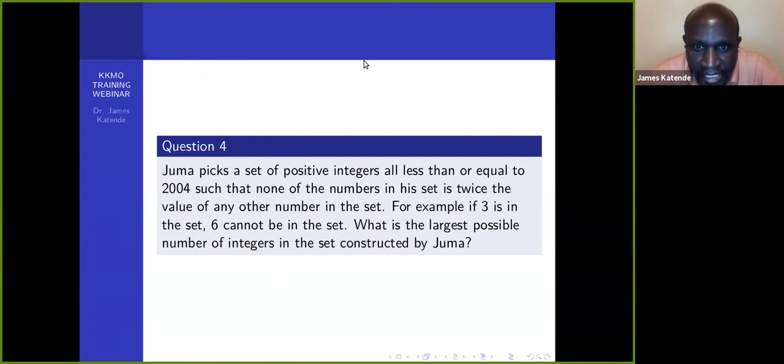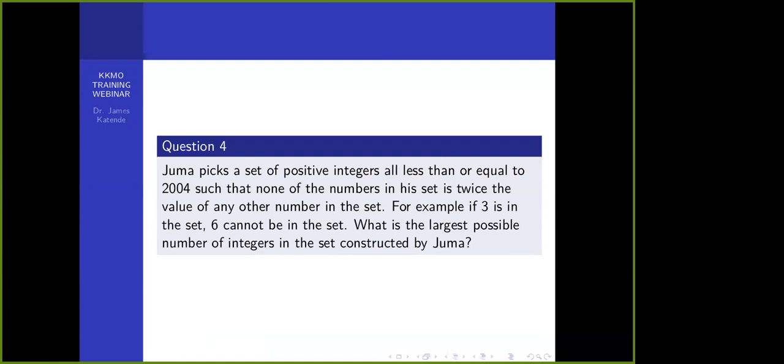As usual, any ideas you have, you can share. Professor, I have an idea. I have an idea of trying to include all the odd numbers in our set, and then try to fit in some other even numbers in between the odd numbers, which will not be twice any of the odd numbers given.